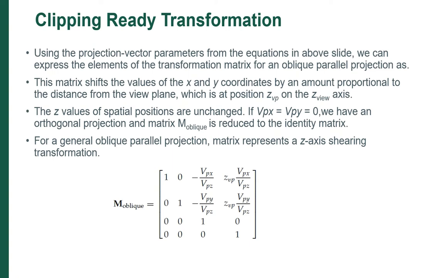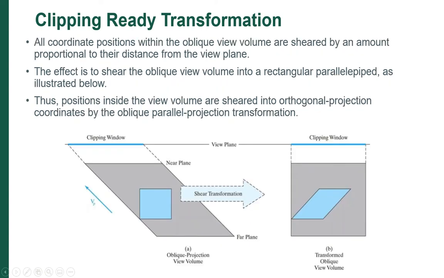For a general oblique parallel projection, the matrix represents a z-axis shearing transformation. That's why we have the values vpx by vpz and zvp multiplied by vpx by vpz, and also for the y-axis coordinates. Here we can see that all coordinate positions within the oblique view volume are sheared by an amount proportional to the distance from the view plane.